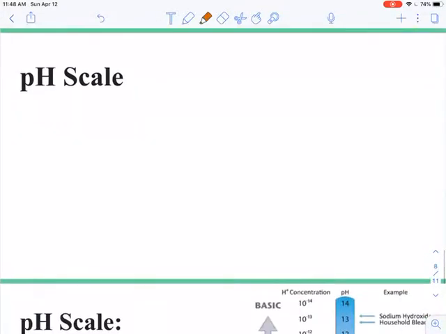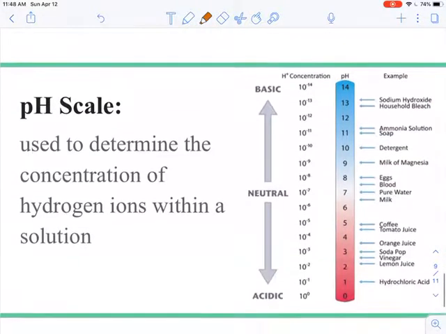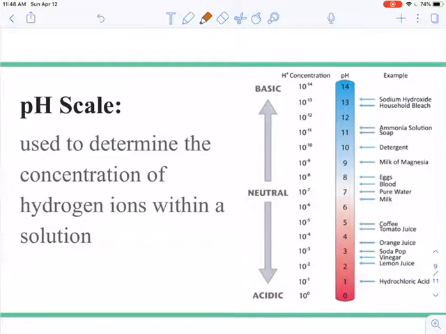Now we're going to talk a little bit about the pH scale. This is likely something you have heard about before, and if you work at a pool or you've been to a pool, you might know that they look at the pH when they're taking water samples and figuring out what are the different levels of chlorine in the water today and what are the different chemicals in the water. Is it safe? Do we need to add something to better neutralize it? So the pH scale is used to determine the concentration of hydrogen ions within a solution.